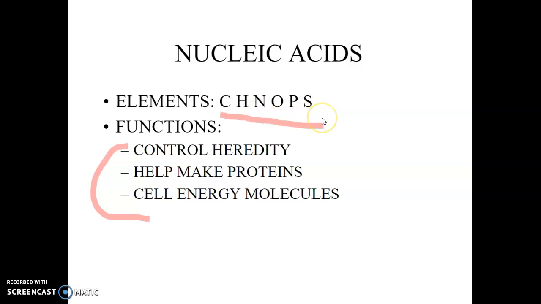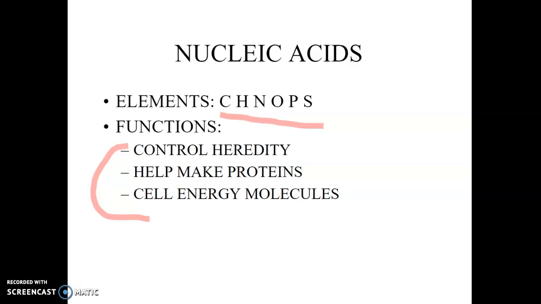Okay, let's move on to the last one, nucleic acid. Now, these elements, CHNOPS, it has all of them. And you've heard of eating fats, and you've heard of eating carbs, and you've heard of eating proteins. And you may think, well, why have I never heard about this macro, some of you call it macromolecule?